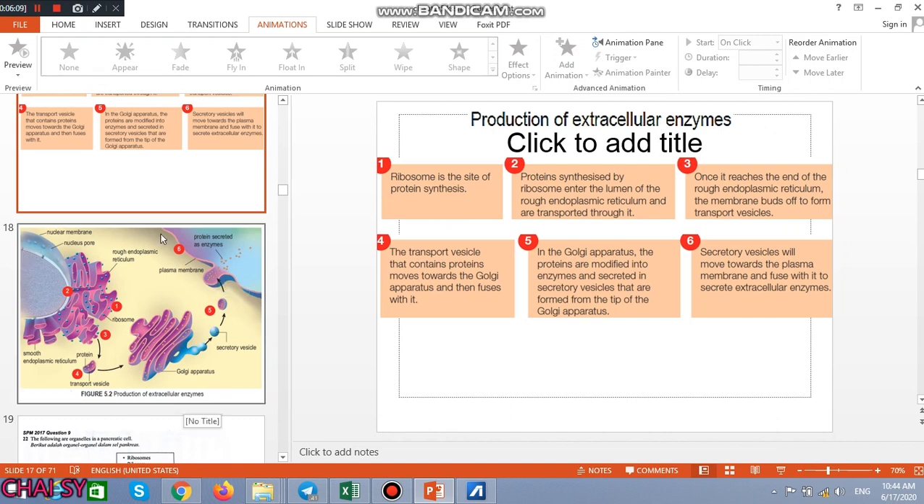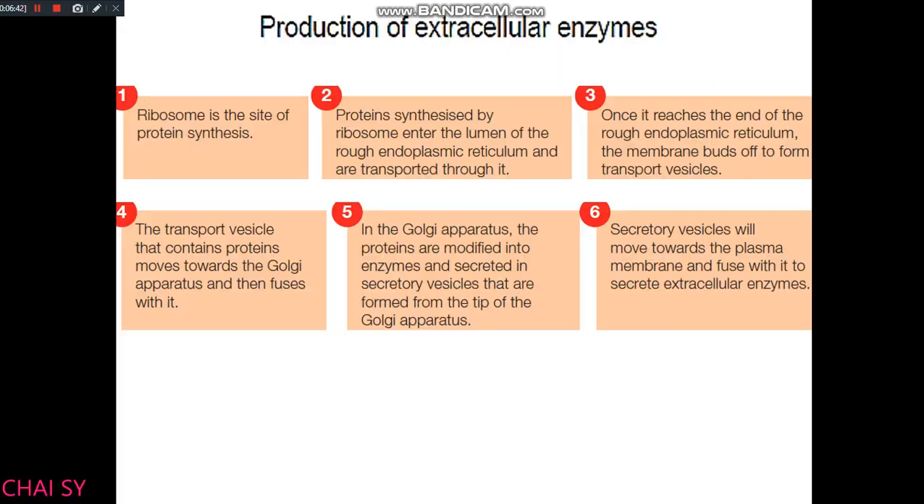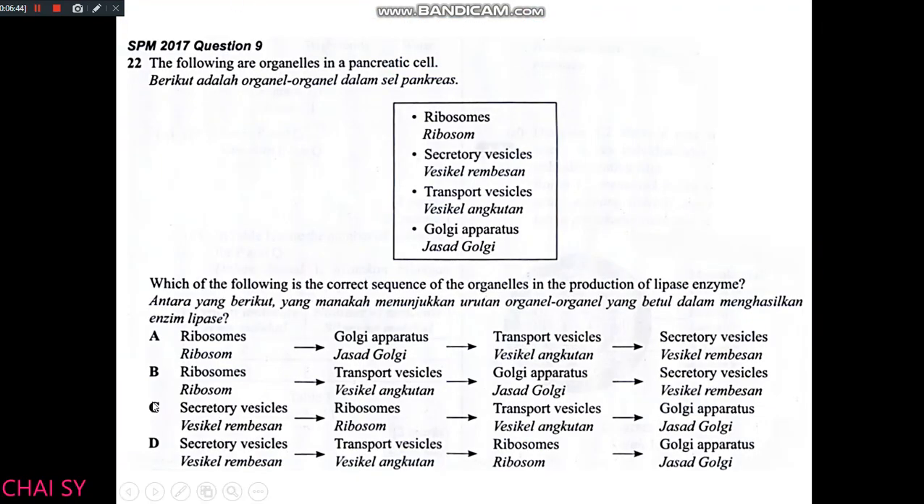So here, this is cell A, and this one is the space outside cell A. Now the extracellular enzyme is secreted out of the cell. The extracellular enzyme moves out of the cell. Done. Now we look at the next question.